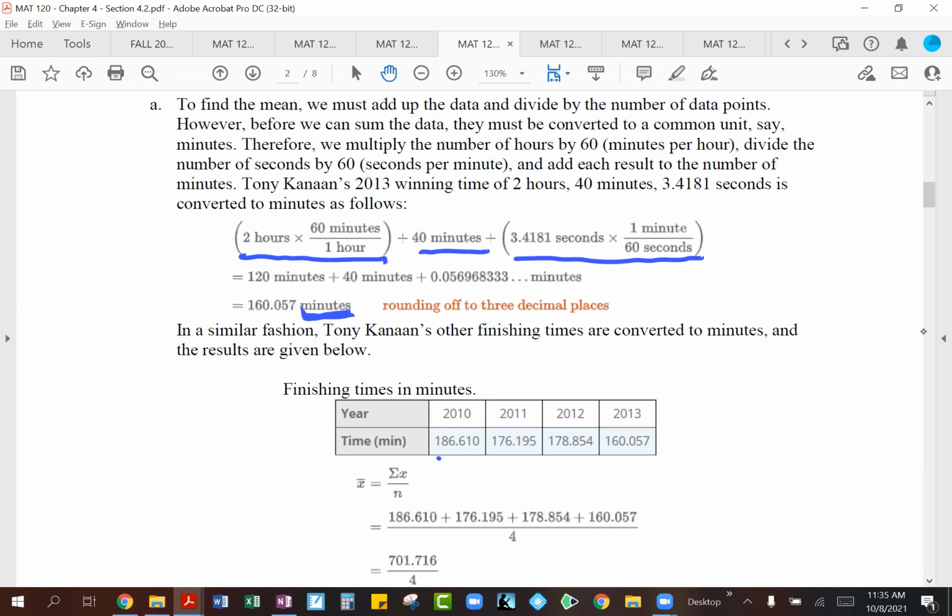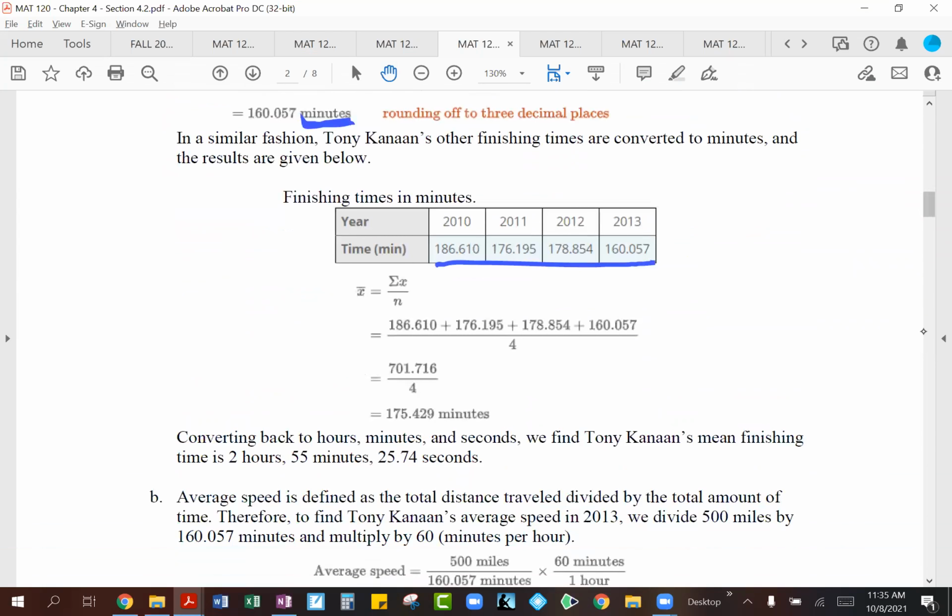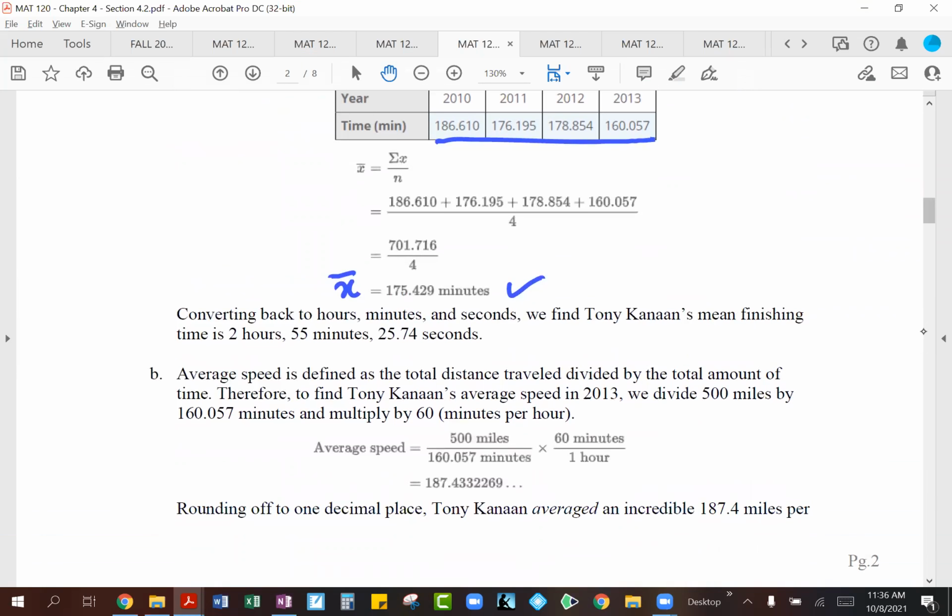And you will see once you're done with that calculation, we can rewrite the time in minutes, and then you can add all the minutes together, divide by 4 for the 4 years, and we end up getting our mean value. And again, remember, we use the X bar as our symbol, our notation, for the mean. So that's going to be the X bar. And once you have all of them in minutes, it becomes easy.